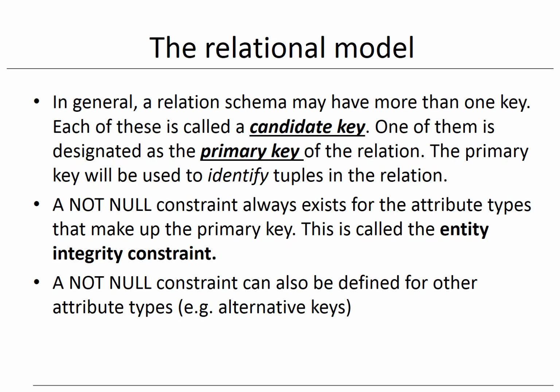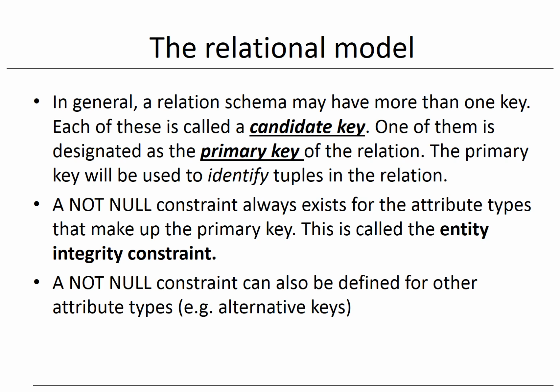In general, a relation scheme may have more than one key. As an example, a product relation may have both a unique product number and a unique product name. Each of these keys is called a candidate key. One of them is designated as the primary key of the relation. In our product example, we can make product number the primary key.